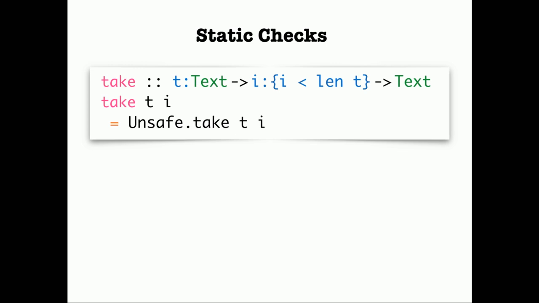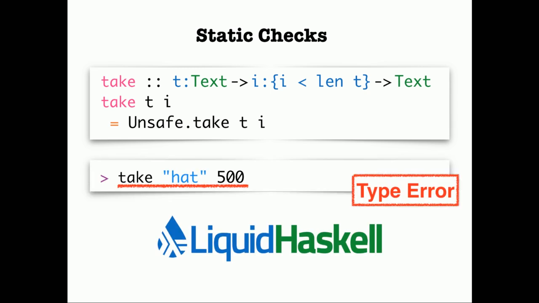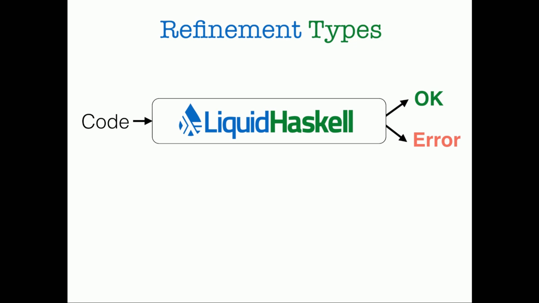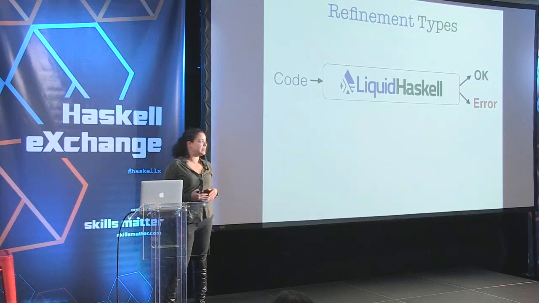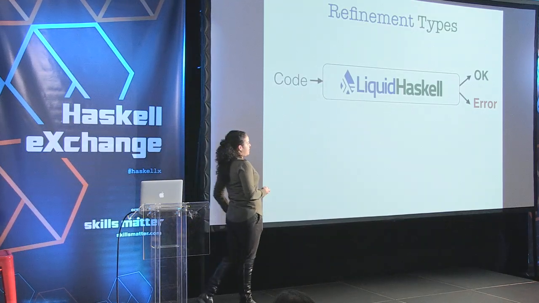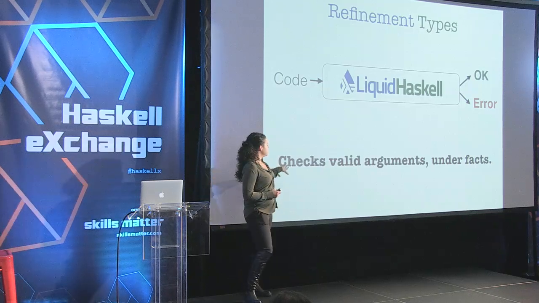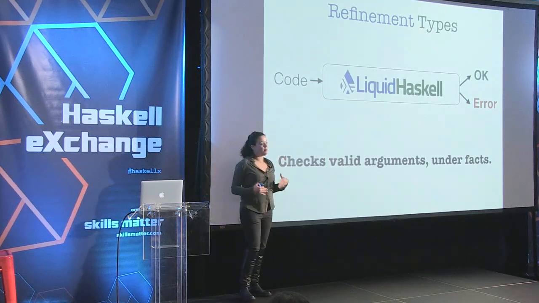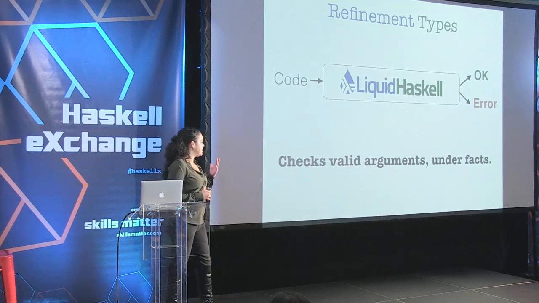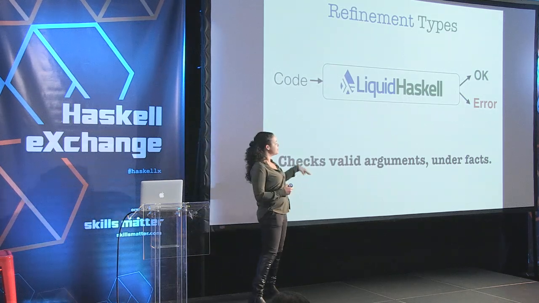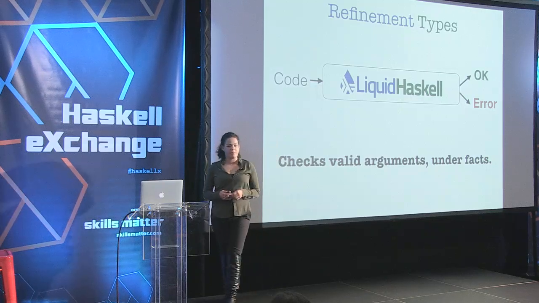And now I have a version of take that is not using runtime checks, and it is also statically correct, because if I take 500 characters of the word hat and I run LiquidHaskell with this specification, I'm going to get a type error. So this is LiquidHaskell. It takes as input some code with some refinement type specifications, and it returns OK if the code is correct. Otherwise, it returns an error. And the way this happens is it checks that all your arguments satisfy your refinement type specifications under whatever facts it can collect from the environment.